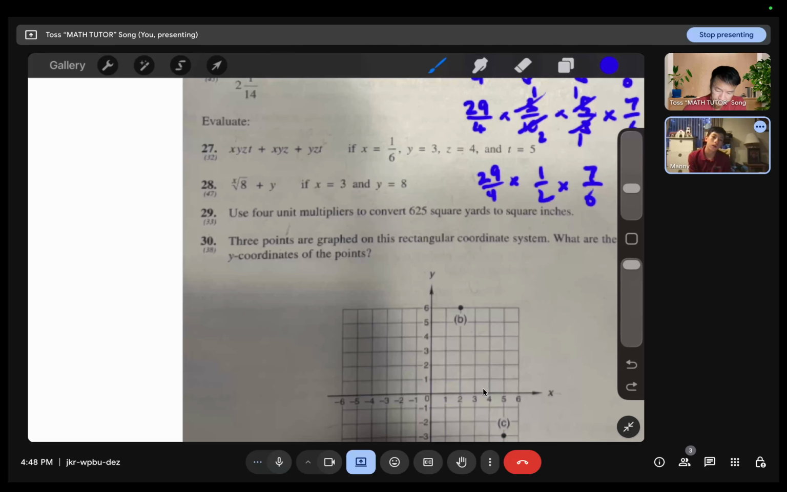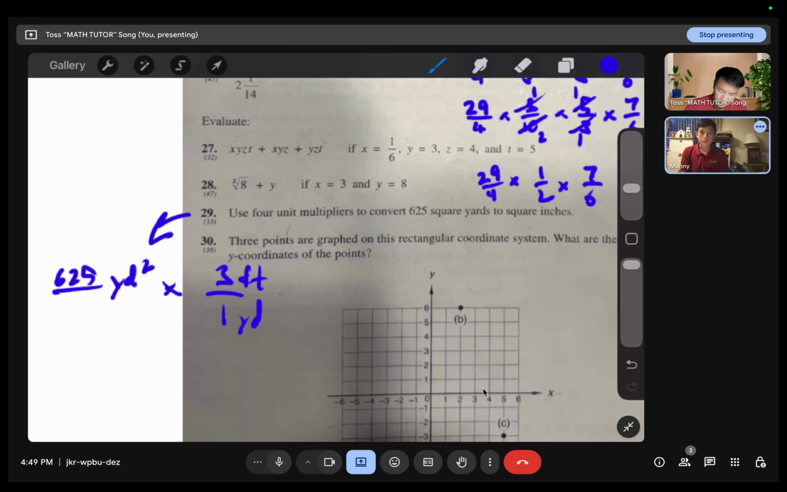So you have to do 625 yards squared times 3 feet over 1 yard times 3 feet over 1 yard. And then times 12 inches over 1 foot. I'll do a dot here. Good job. I think you got this, dude.